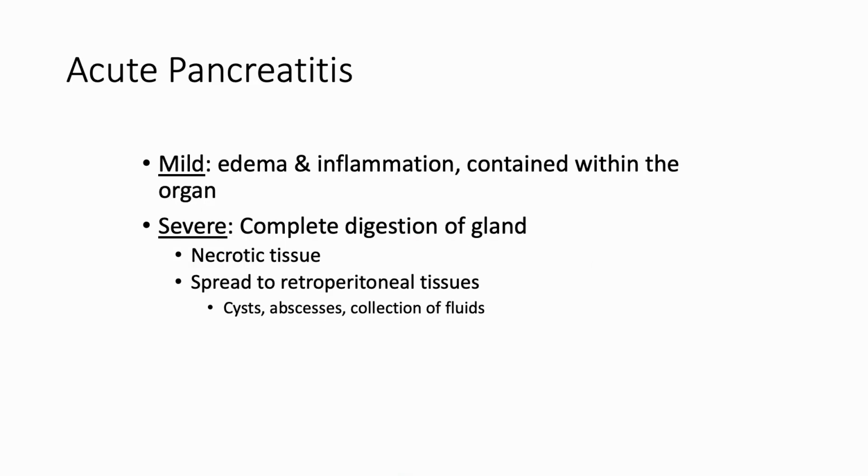When we're talking about acute pancreatitis, this can be mild or severe. Mild is the inflammation, edema of the pancreas, usually contained within the organ. You can move to severe, which is complete digestion of that gland. As I said, those enzymes are eating away. It can cause necrotic tissue of the pancreas or tissues around the pancreas. It can spread to the retroperitoneal area, causing cysts, abscesses, collection of fluid. These patients can be very sick. This occurs often with a history of alcohol abuse, and it causes necrosis.